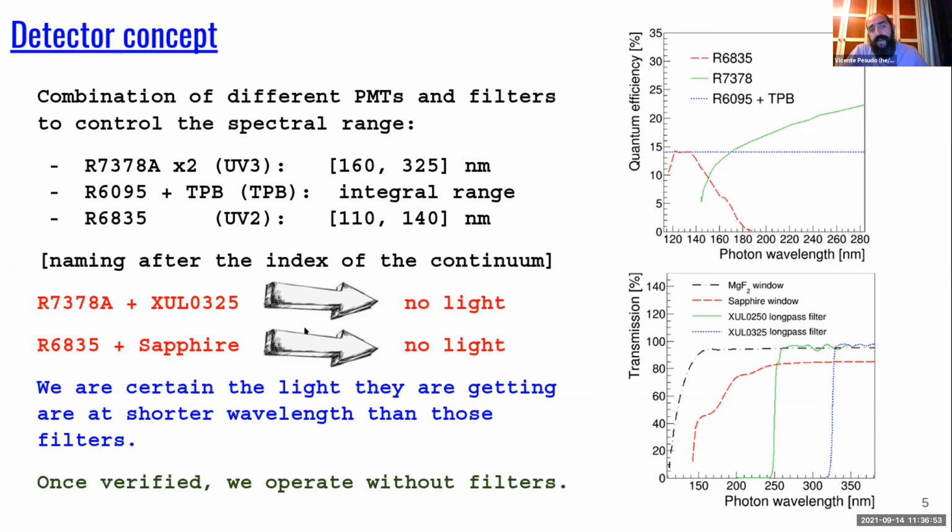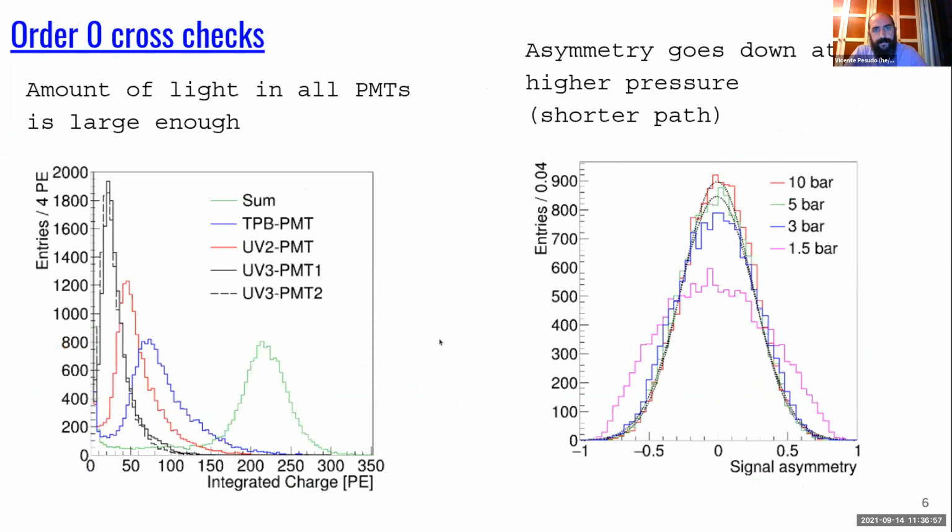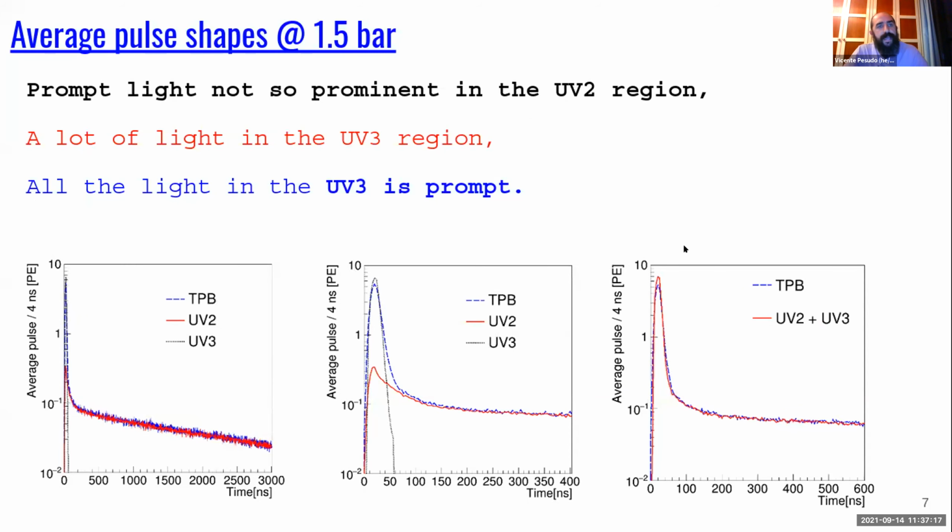Once we verify this, of course we operate without the filters so that we can see light. Here I show some order 0 cross checks in which we see enough light in all the PMTs, and with higher pressure we have smaller asymmetry because of the shorter path of the alpha, so we understand everything that's going on. And here I show you, instead of one single event, the average pulse shape at 1.5 MeV.